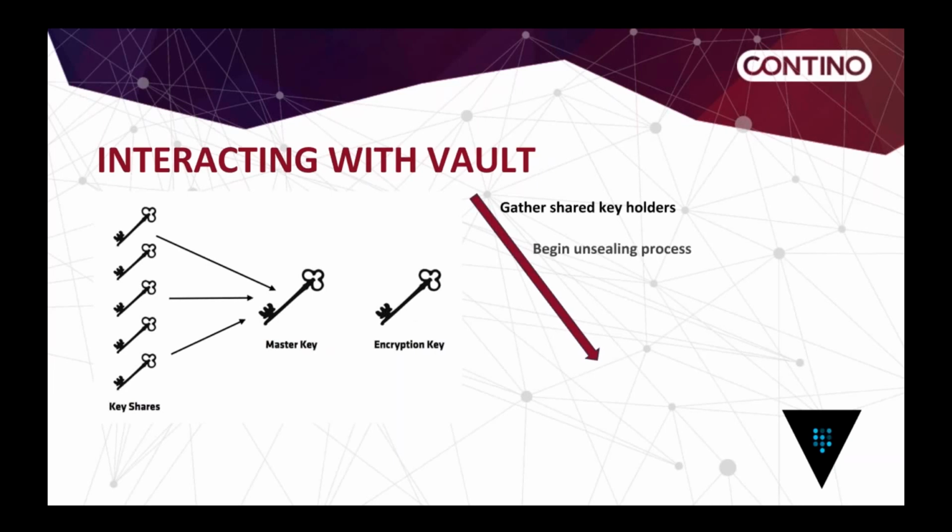So you gather the shared key holders, you begin the unsealing process, you form the master key, and then you would unseal the Vault. And at that point, Vault has access to its own secrets, and you can access these secrets via the API should you authenticate effectively.